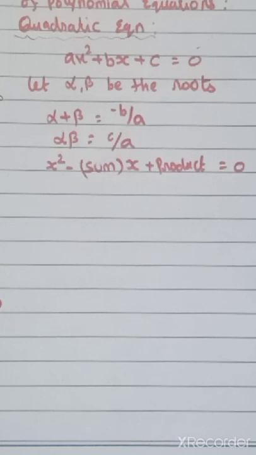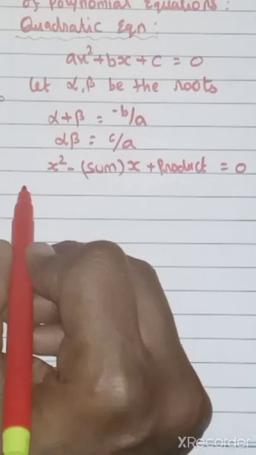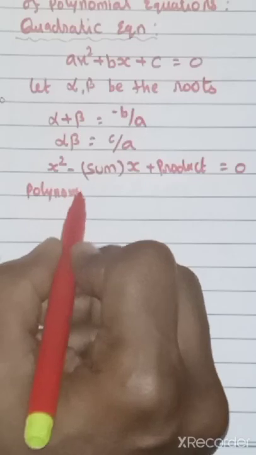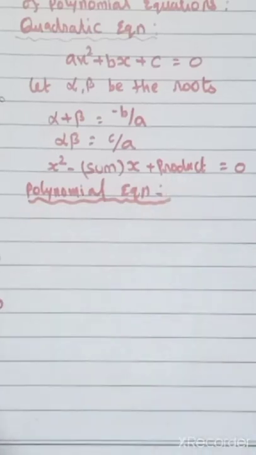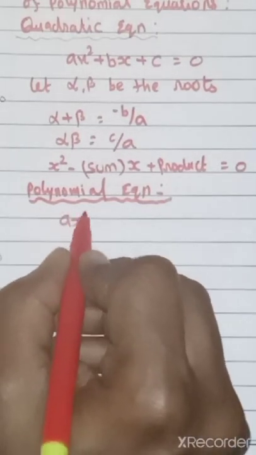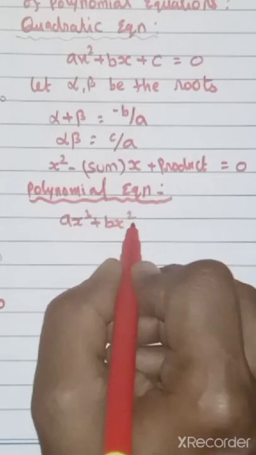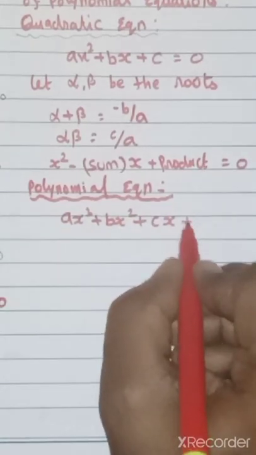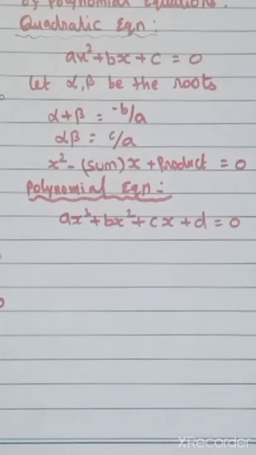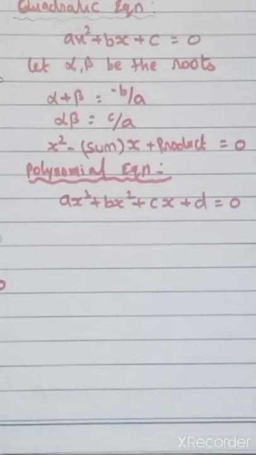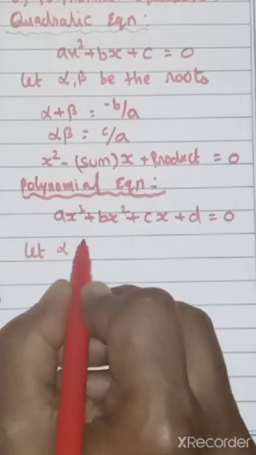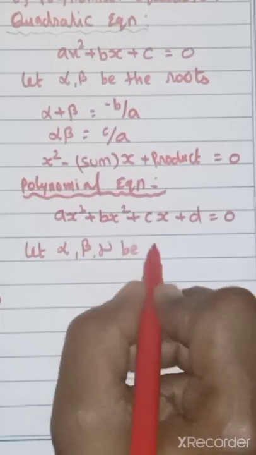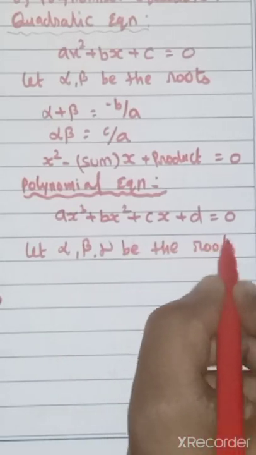Okay. Next, this is for the quadratic equation. Next we can find it for a polynomial equation. We can take one polynomial equation as ax cube plus bx square plus cx plus d equal to 0. Correct? So this is your polynomial equation. Now how many roots should we take? 3 roots. Let alpha, beta, gamma be the roots.